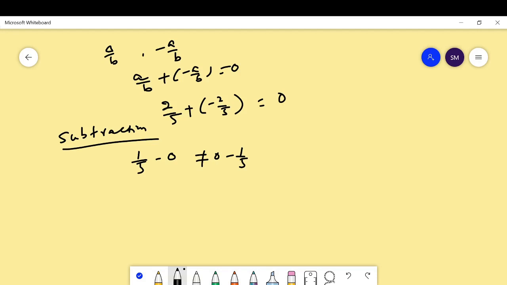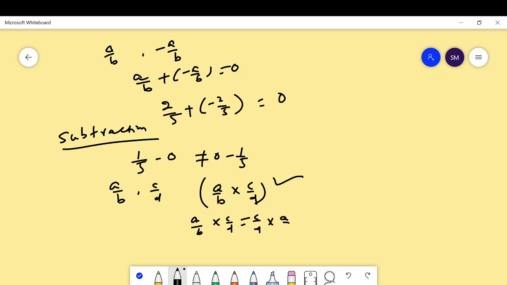Then next we discuss properties of multiplication of rational numbers. Suppose a by b, c by d are rational numbers. This shows that a by b into c by d is also a rational number. This means multiplication satisfies the closure property. Next, commutative property: a by b into c by d is equal to c by d into a by b. This means multiplication satisfies the commutative property.